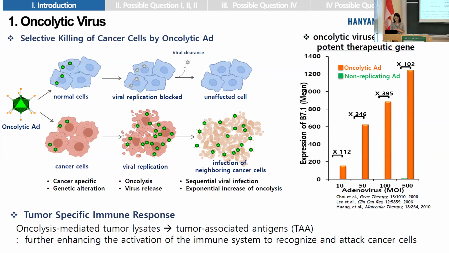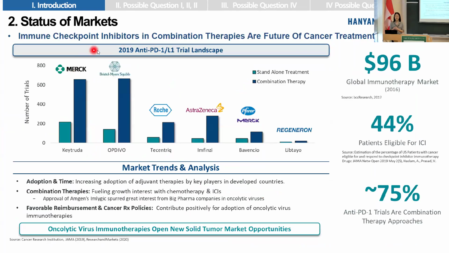Another great advantage of oncolytic virus is the tumor-specific immune response. Oncolysis-mediated tumor lysate can be the tumor-associated antigen, and this TAA can enhance the activation of the immune system, which can recognize and attack the cancer cells. These days, the immune checkpoint inhibitor is getting a lot of attention for cancer treatment. However, as a standalone treatment, it works only in 20 to 30% of people. So combination therapy is being actively explored, and due to its immuno-oncology attributes, oncolytic virus works very well with the immune checkpoint inhibitor.